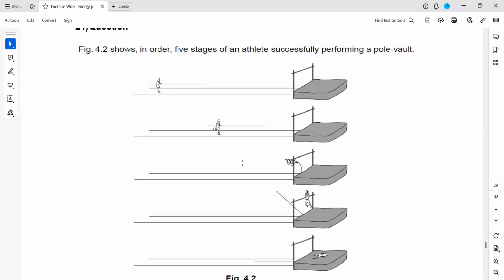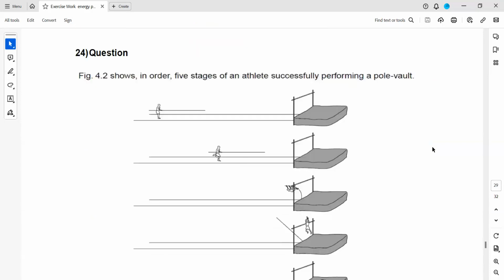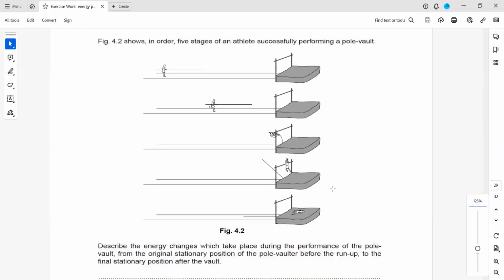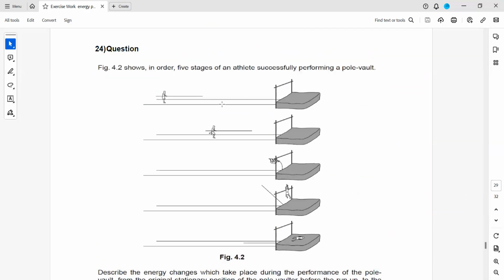In question 24, an athlete is performing a pole vault. You have to describe the energy changes which happen, and the transformation. So when he is standing, which form of energy will he have? He will have chemical energy. I'm writing in short, CE. Then what will happen as he runs? His chemical energy changes to kinetic.